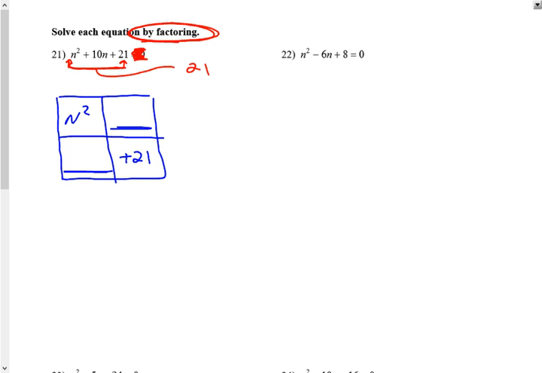So what I'm looking for is two numbers that multiply to 21, but add up to 10. And when I do that, it turns out that the only two that will work are 3 and 7. 3 times 7 is 21, and 3 plus 7 is 10. So I found them, and it's 3n, 7n. And these are both plus signs.